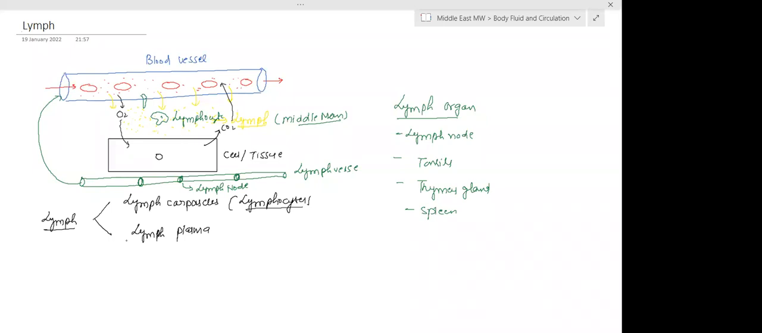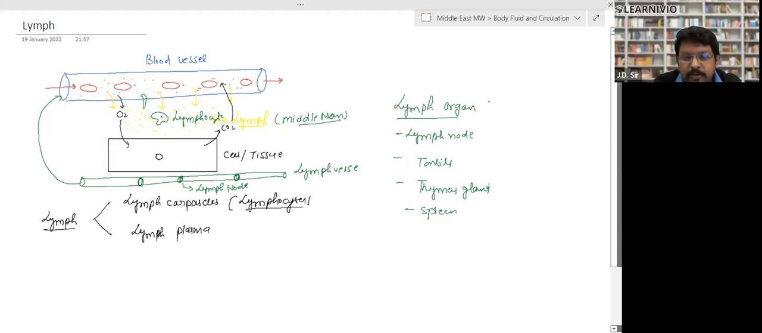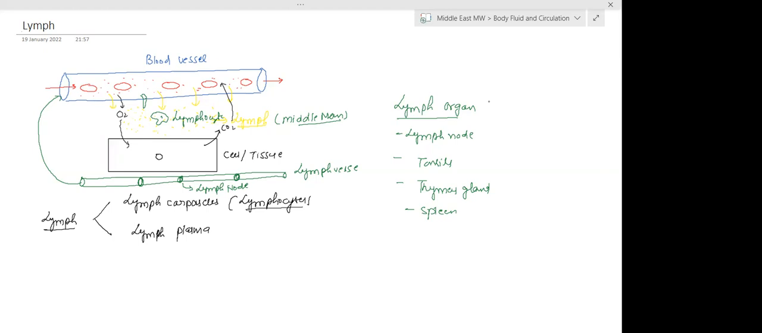Yes, sir. So, sir, any kind of swelling, like swelling due to any exertion, is that also due to lymph only? Yes, that is due to lymph collection. Swelling takes place in our body due to collection of lymph.